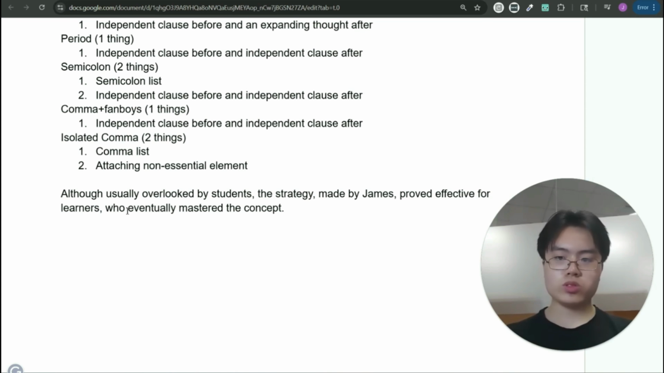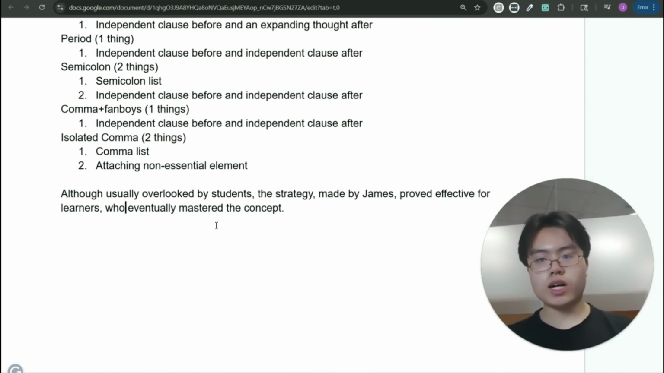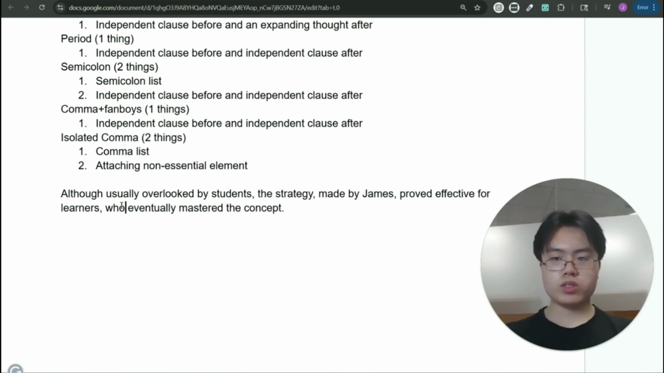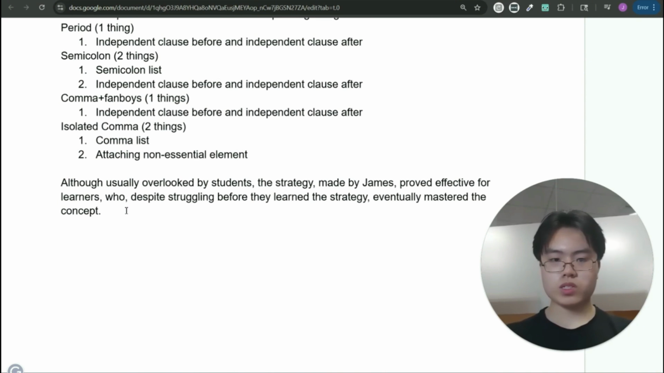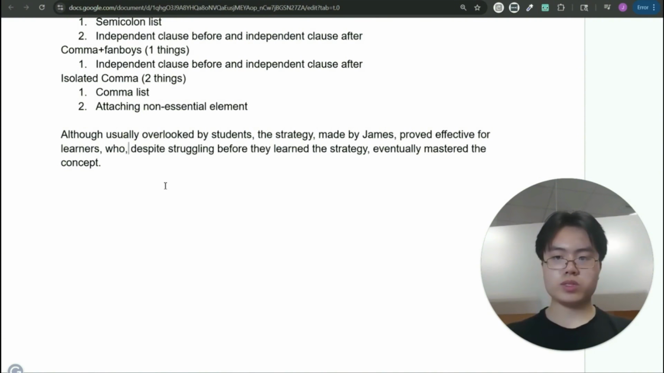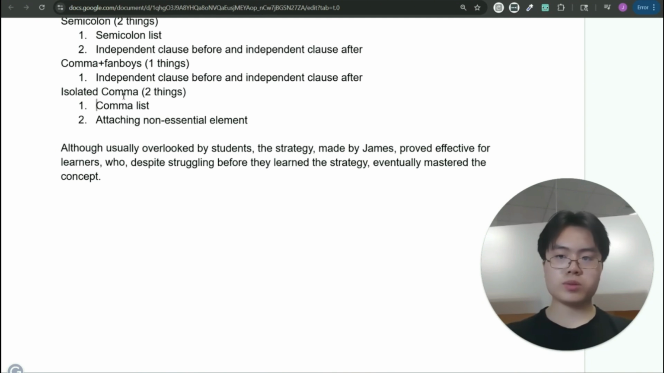Another example, you can actually even put a non-essential element inside a non-essential element. Let's say we want to put additional information about who here. Let's say despite struggling before they learned the strategy, I want to add this additional information to the sentence. This is additional information about who. In order to do this, I need to put a comma here and a comma here. Okay. That's how we use commas. You notice there's only two things that an isolated comma does. And comma list is super rare. You basically never see this.